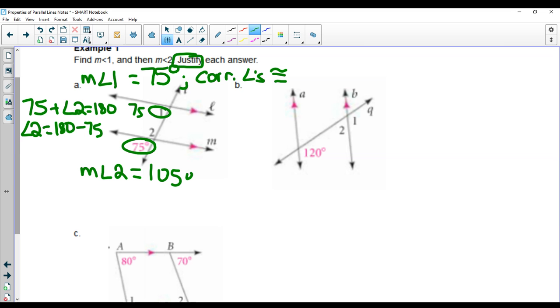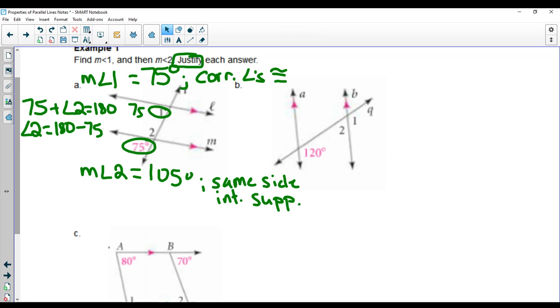Okay? What did I use to get that? Same side interiors are supplementary. That's literally my justification. Okay, and I'm abbreviating, and you can abbreviate too. Just abbreviate enough so that I know what you're talking about. You're not just pulling something out of thin air. Okay? That's number 1. Let's look at number 2.